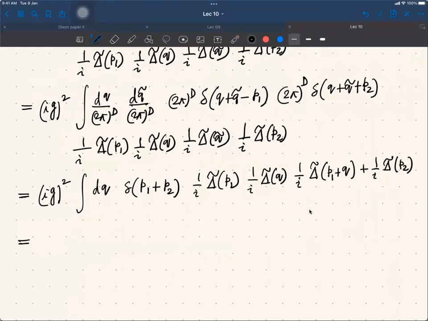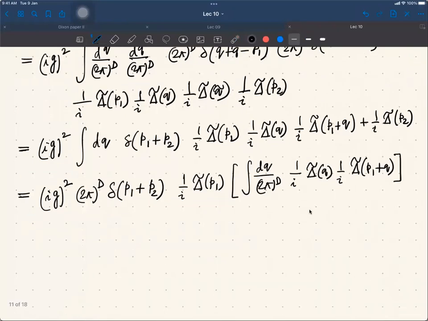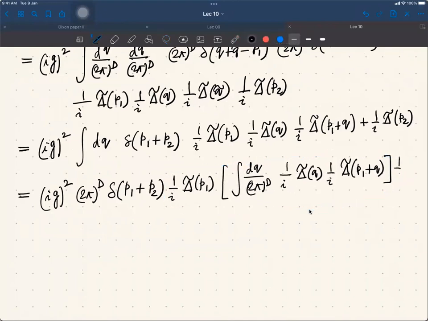So this is the result: (Ig) whole squared, 2 pi to the power d, the delta function for overall momentum conservation, then 1 over I delta tilde p1, and then we have a q integral. I have written an extra factor of 2 pi to the power d in front, so I have to compensate by writing it this way. And 1 over I delta tilde q, these are the q dependent propagators, and then finally 1 over I delta tilde P2.